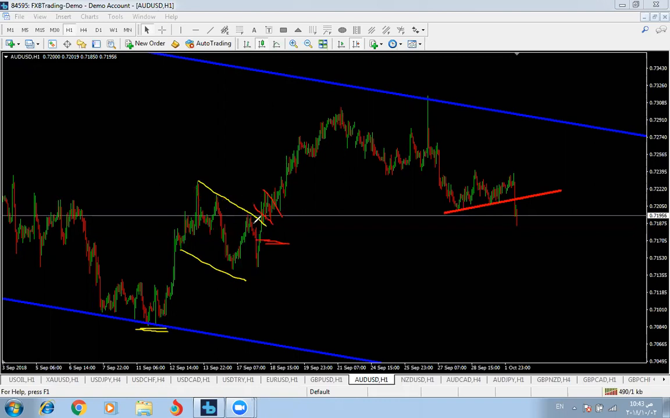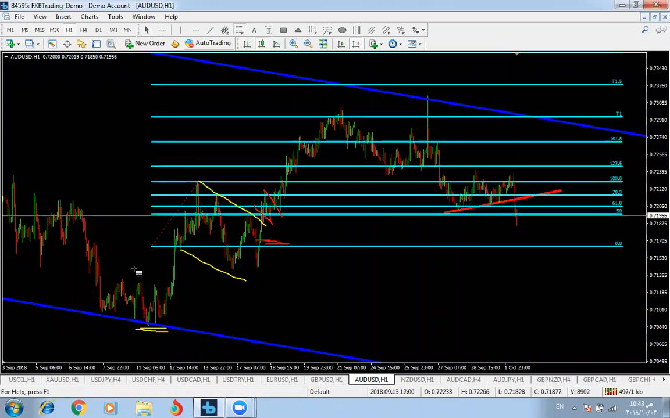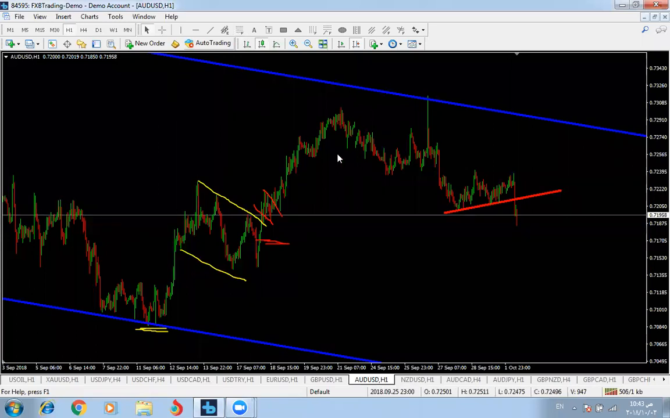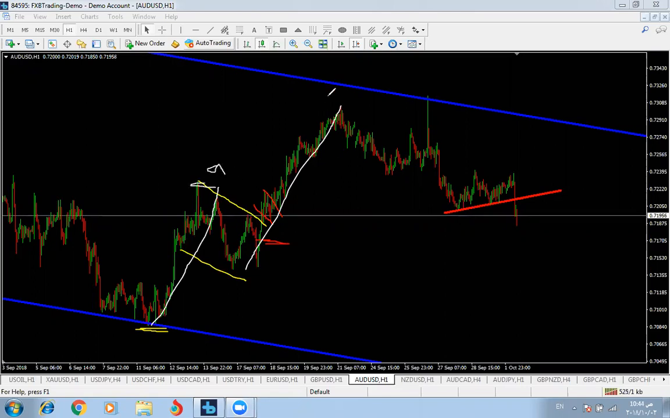And my target is two equal legs between this wave and this wave. I'll show you. I looked at this as A and this as C. I looked at equality between A and C to exit my trade.